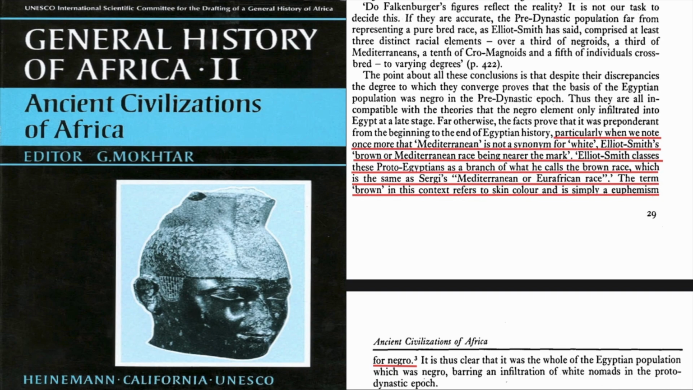when we note once more that Mediterranean is not a synonym for white. Elliot Smith's brown or Mediterranean race being nearer the mark. Elliot Smith classes these Proto-Egyptians as a branch of what he calls the brown race, which is the same as Sergi's Mediterranean or Euro-African race. The term brown, in this context, refers to skin color and is simply a euphemism for Negro.